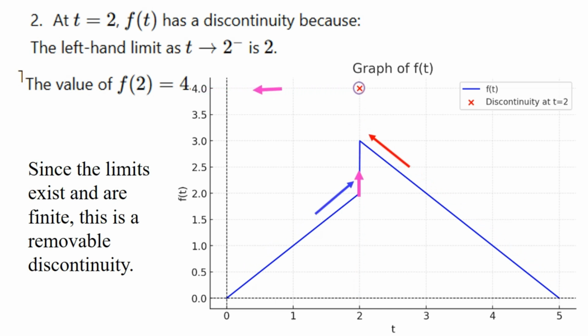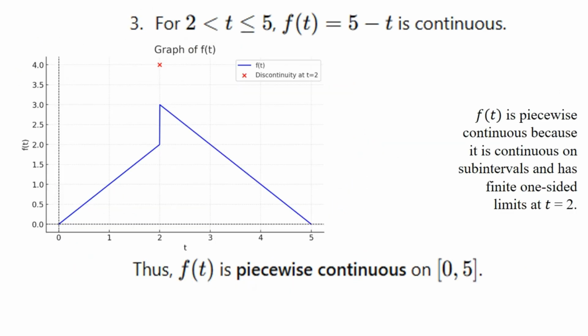So what does it mean? It means that the limits exist and they are finite, because the left-hand limit is 2 while the right-hand limit is 3. But at 2 the function is 4. This is an indicator that there's a point of discontinuity there, and we can actually remove this point of discontinuity. The third point is that between 2 and 5, when t is greater than 2 and less than or equal to 5, the function f of t, which is 5 minus t, is continuous. So based on this, we can see clearly that f of t is a piecewise continuous function.